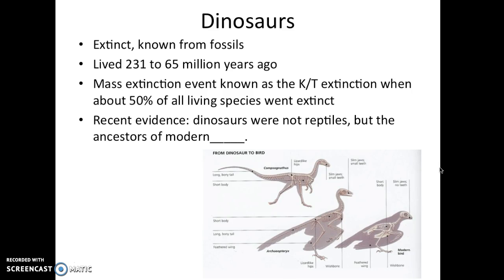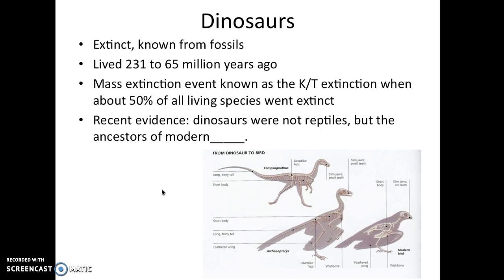Lastly, just some reasoning as to why dinosaurs are not considered reptiles. Dinosaurs are an extinct group that we know about from fossils. They died out about 65 million years ago in a major extinction event where about half of all living species went extinct. Rather than being closely related to reptiles, dinosaurs are actually more closely related to birds. We know this because they are endotherms. So they are not ectotherms, they are endotherms.